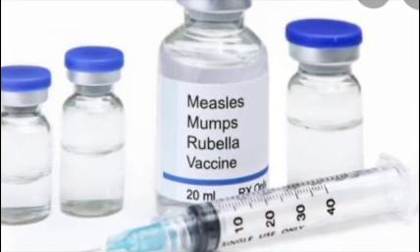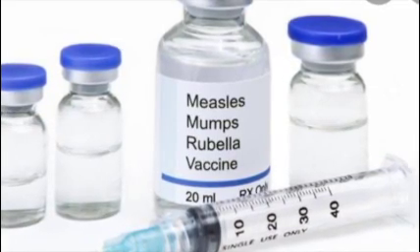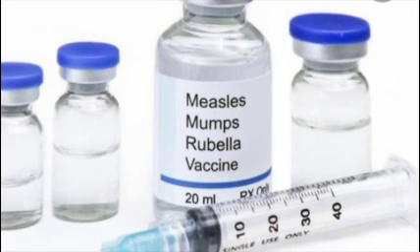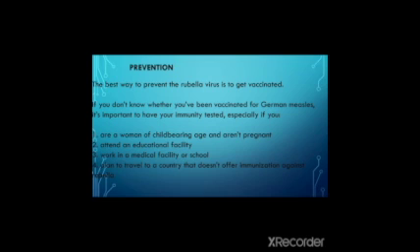Prevention of rubella: the best way to prevent the rubella virus is to get vaccinated. If you don't know whether you have been vaccinated for German measles, it's important for you to test your immunity, especially if you are a woman of childbearing age, attend an educational facility, work in a medical facility or school, or plan to travel to a country that does not offer immunization against rubella.